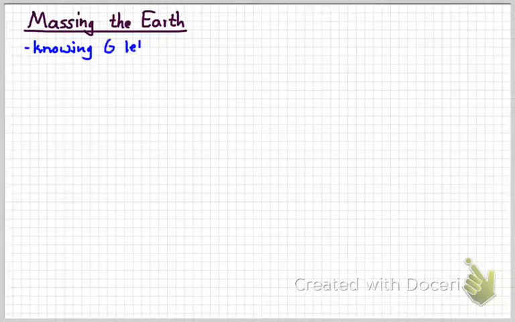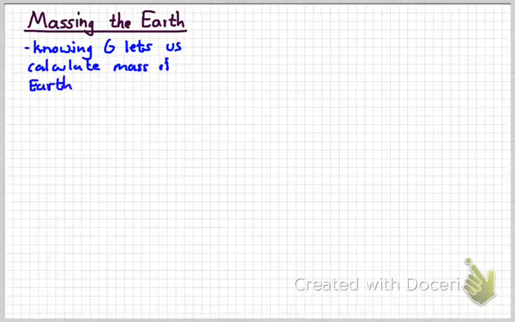The experiment that Mr. Cavendish did, that we discussed a few minutes ago, is often referred to as weighing the Earth, or more correctly, massing the Earth. The reason is that once we know the value of big G, we can calculate the mass of the Earth. It's kind of exciting because there's no other way to actually measure how big the Earth is. We can't just put it on a balance or something like that.